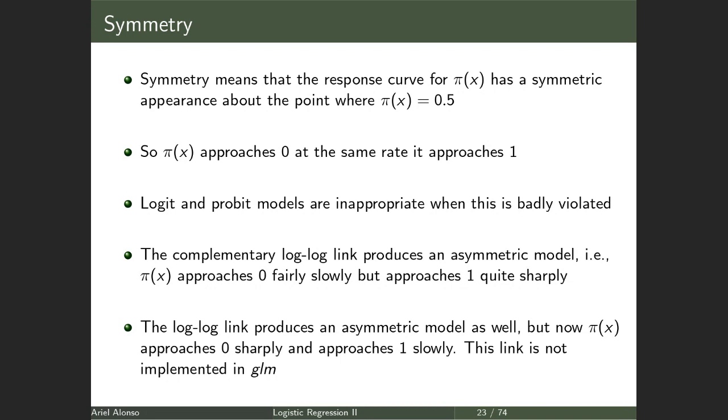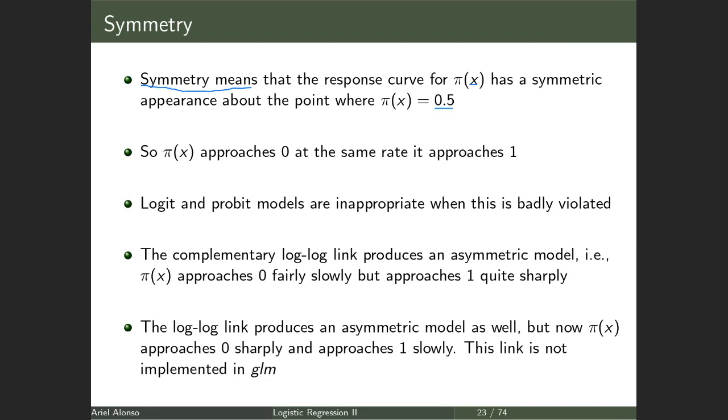Now, what does this actually mean? Symmetry actually means that the curve for the probability, which is the probability of getting sick, let's say, for a given dose X over here, that this curve is also symmetric. Symmetric about which point? Symmetric about 0.5. So if you use the logit link, or you use the probit link, you are getting a curve for your probability that is symmetric around 0.5.